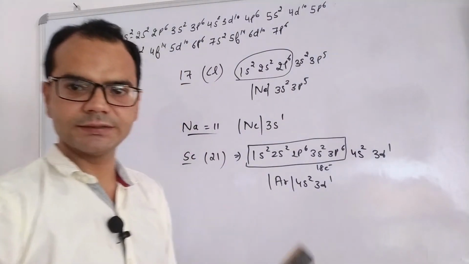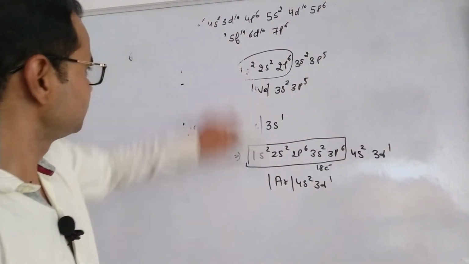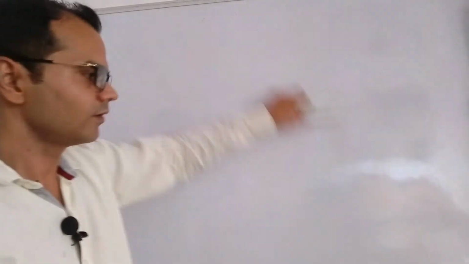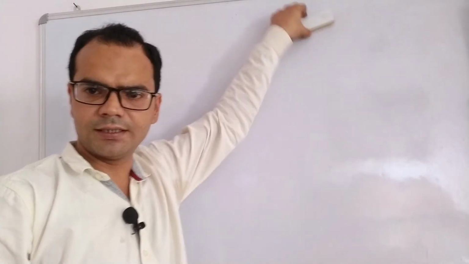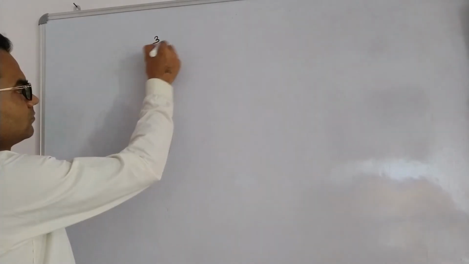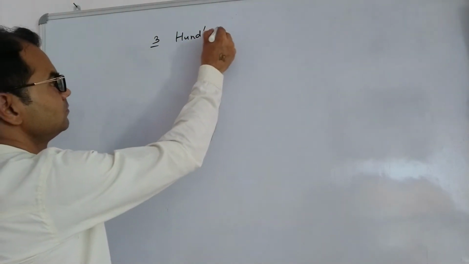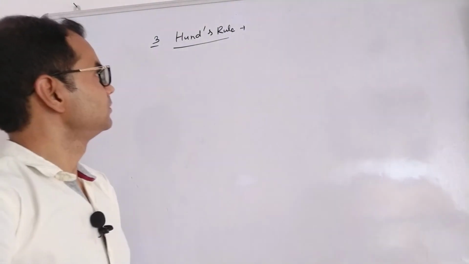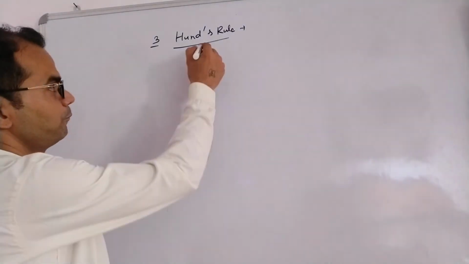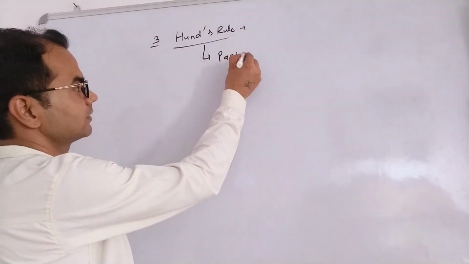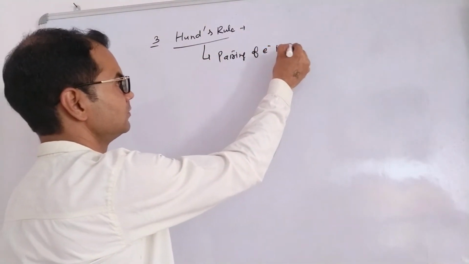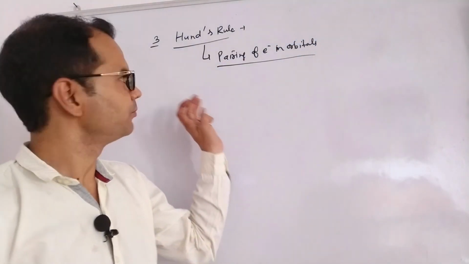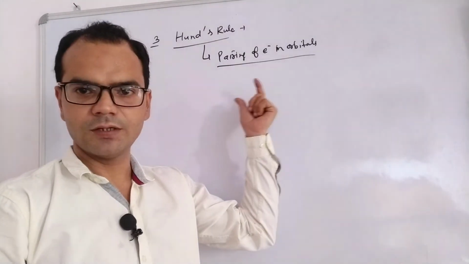Next rule is Hund's rule. First was n plus l, second was the Aufbau principle, third is Hund's rule. This rule explained the pairing of electrons in orbitals.